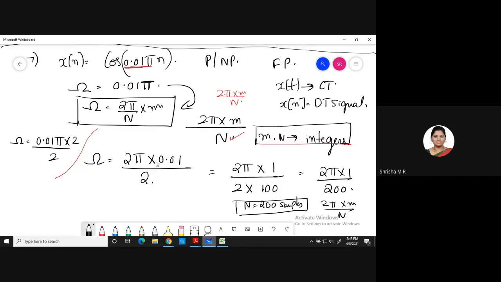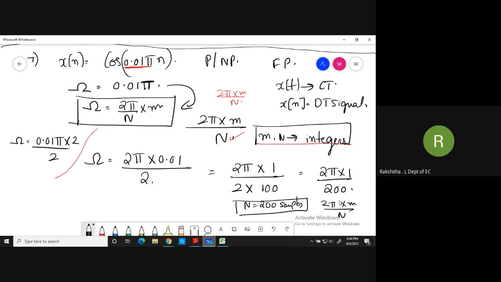This 0.01 I can write as 1 by 100, right? So I've written it as 1 by 100. So I have achieved, right? I want omega in this form and I've got that in this form. So I get 2 pi into 1 by 200. See here, my m and n are integers. Got it? This is N and this is M. So my N is 200 samples. Is it clear? Yes, ma'am.